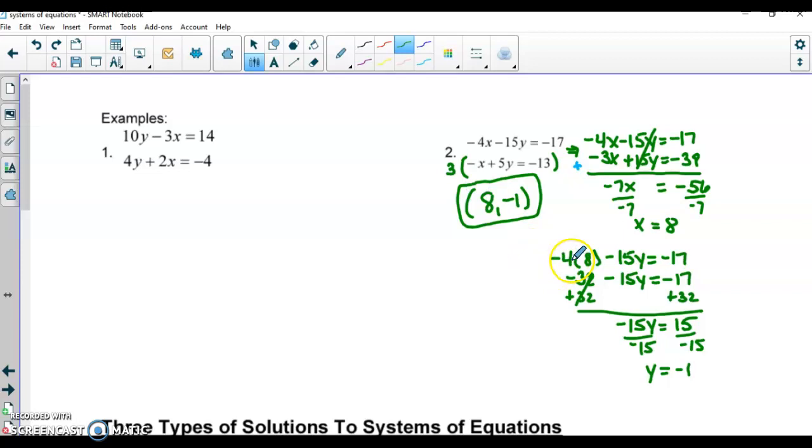Again, to check, I can check by graphing, or I can check by substitution. I use the top equation to solve. So for my check, I would substitute my values into the second equation. So I'd have the opposite of x, the opposite of 8, plus 5y, where y is -1. Does that give me -13?